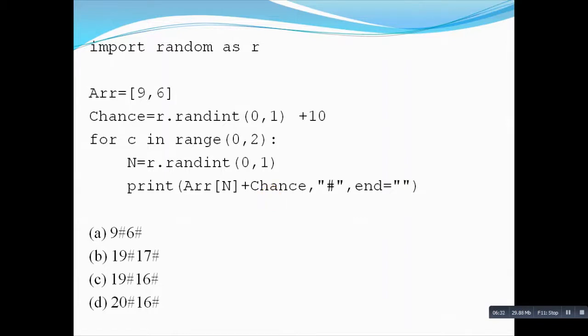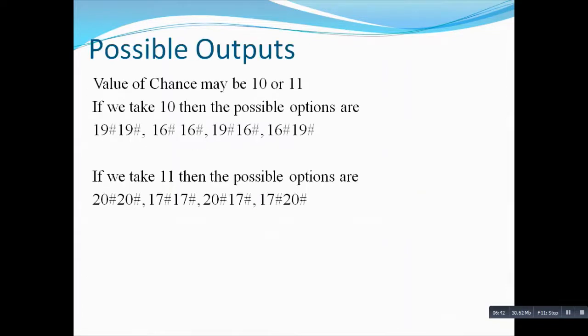But if in both cases it generates 1, then it may be 17 hash, 17 hash as well, or it may be a mix of these two. Therefore I have written the possible options. These are the 4 possible options here: 20 hash, 20 hash; 17 hash, 17 hash; 20 hash, 17 hash; 17 hash, 20 hash.